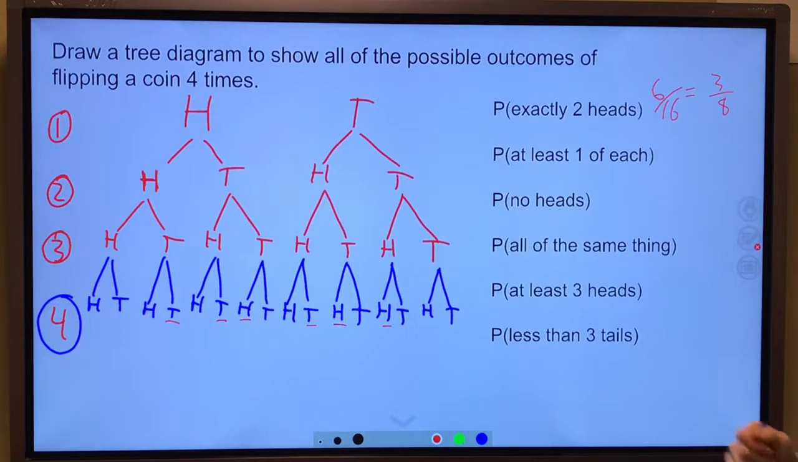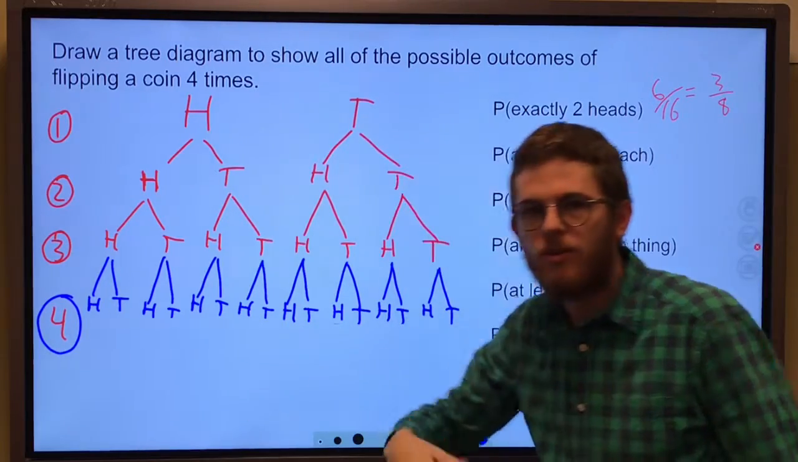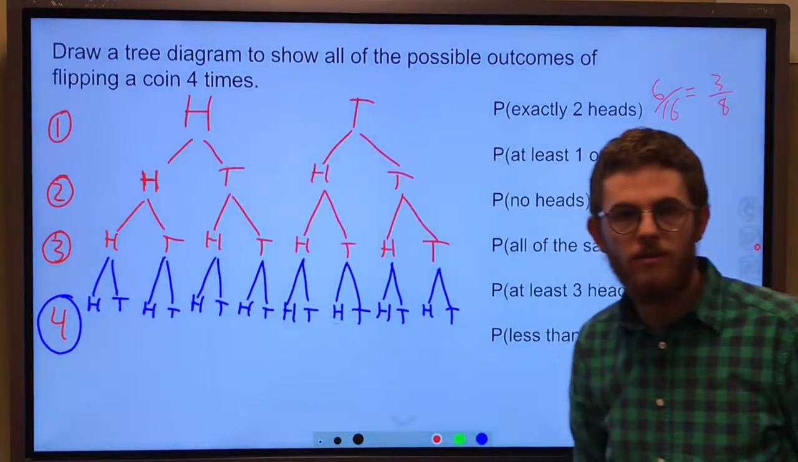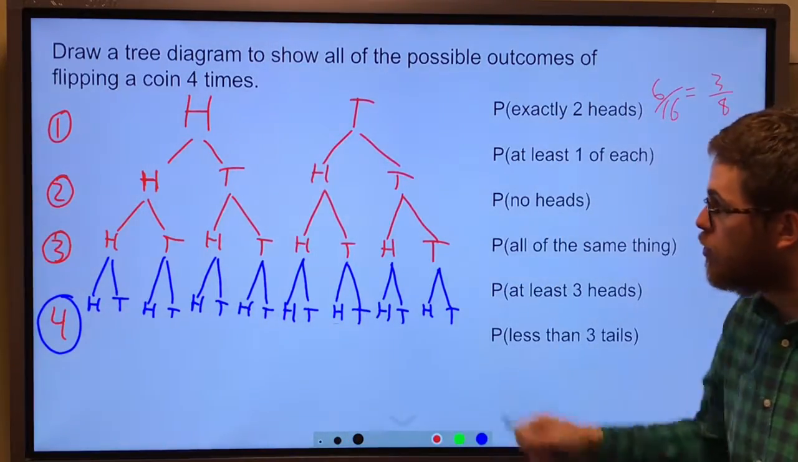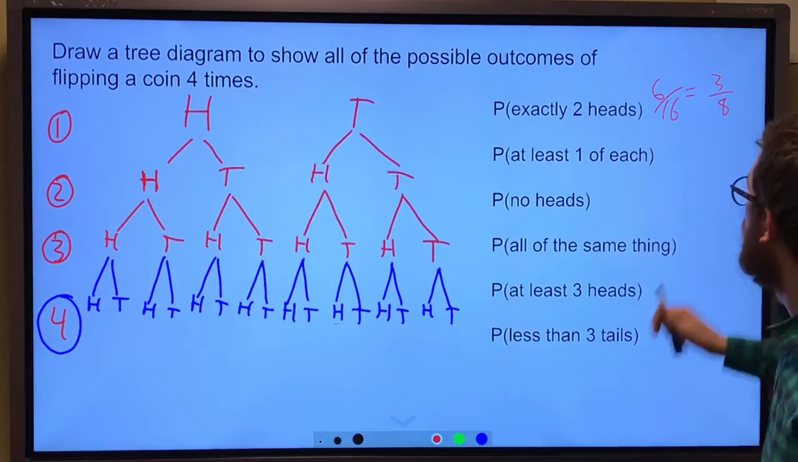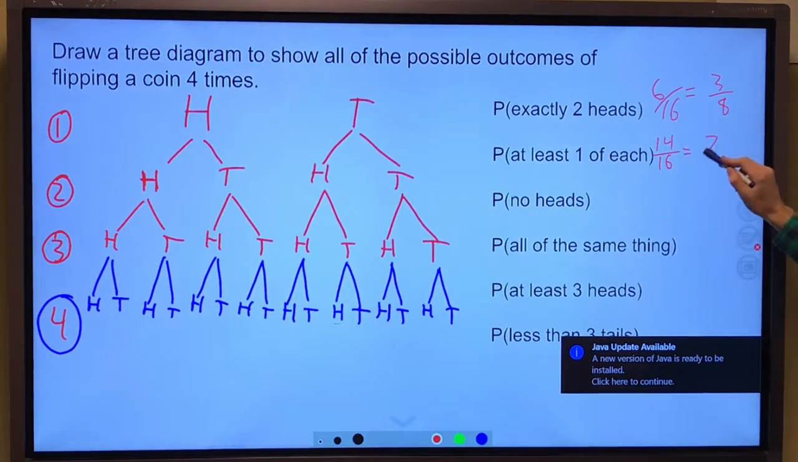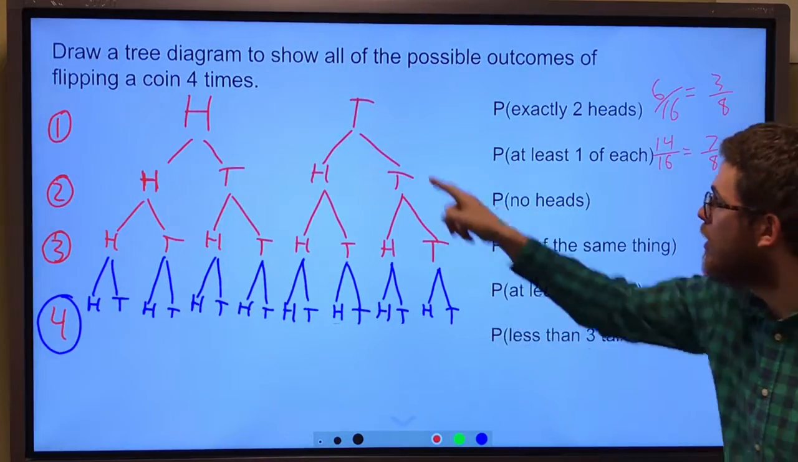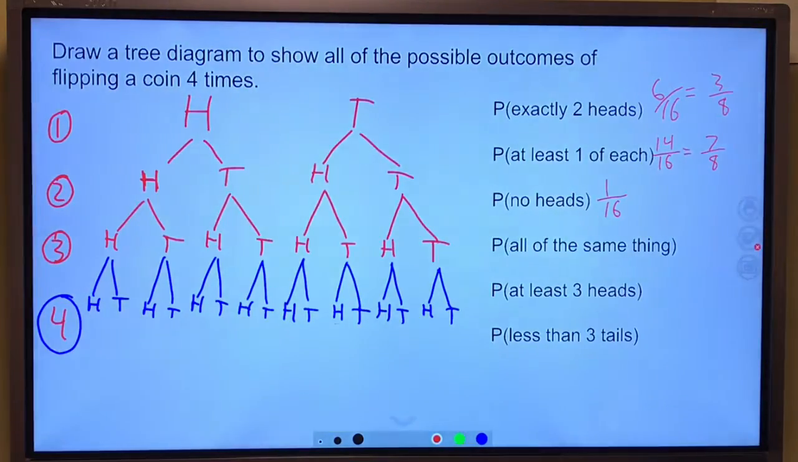Probability at least 1 of each. Okay? So if you realize what's happening, there's only 1 time we get all tails, and there's only 1 time we get all heads. So in all the other situations, we have to have a combination, at least 1 of each. So 2 out of the 16 are not what we want. 14 out of the 16 are what we want. That's 7/8. The probability of getting no heads at all, well, there's only 1 situation like that. That's when we get all tails. That's 1 out of 16 when we don't have any heads at all.